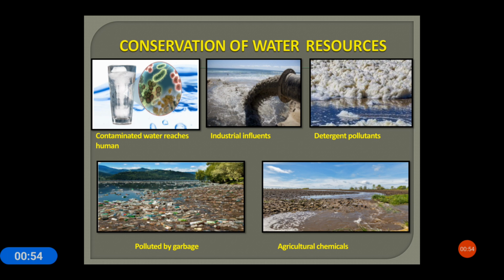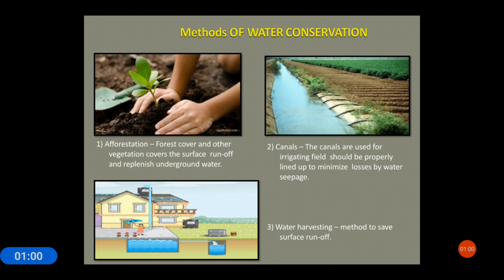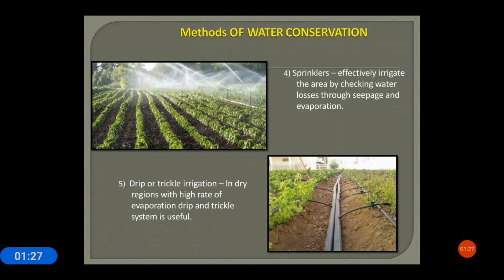Let's see a few methods of water conservation. First, afforestation. Forest cover and other vegetation cover the surface runoff and replenish underground water. Second, canals. The canals used for irrigating fields should be properly lined to minimize losses by water seepage. Third one, water harvesting method to use surface runoff. Fourth one, sprinklers effectively irrigate the area by checking water losses through seepage and evaporation.